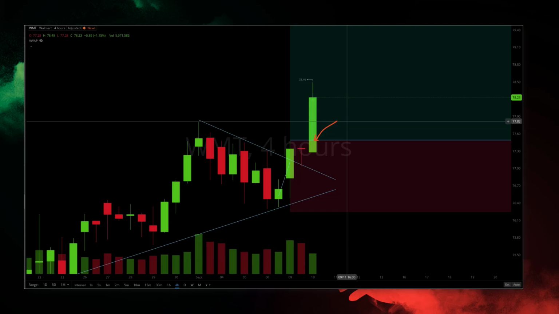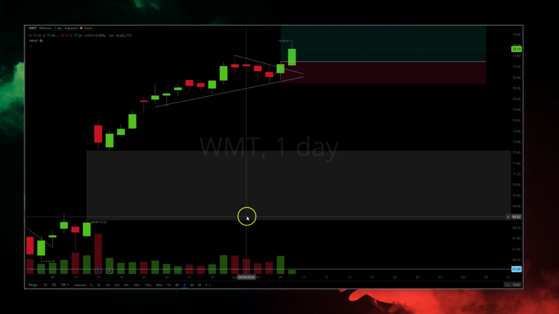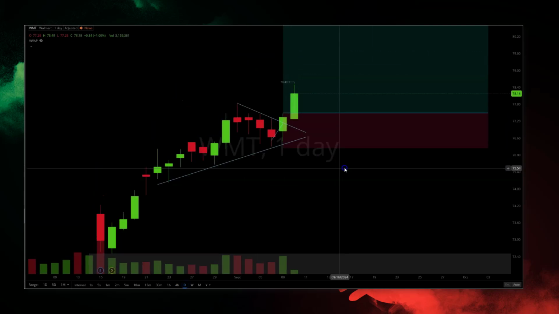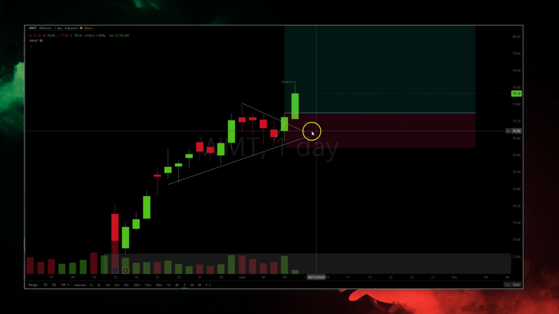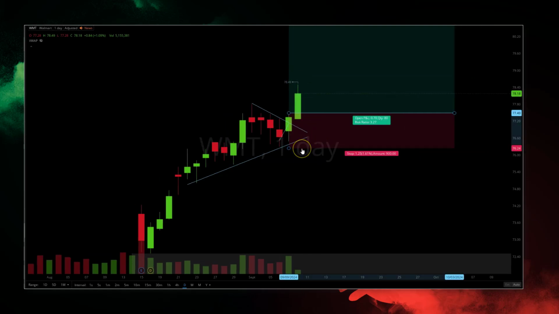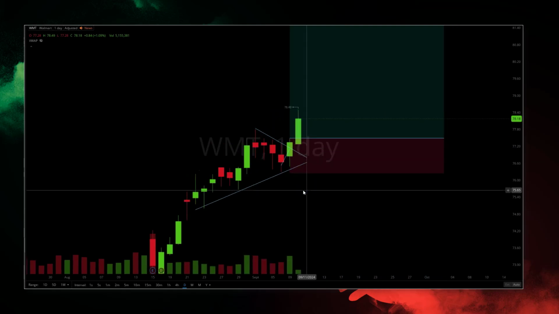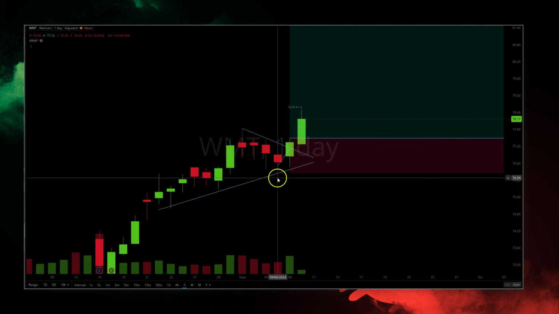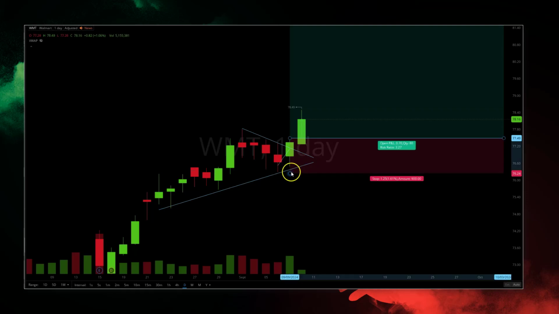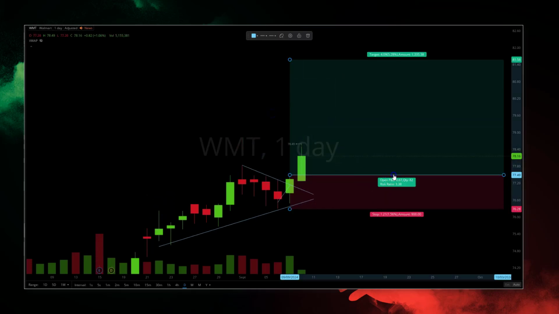This is where you would enter once it breaks this. And again, this could happen on the daily. This actually broke out this morning. It broke that level this morning, and now we're moving up. So where would you put a take profit and a stop loss? I would recommend a stop loss somewhere below the bottom of the spring trade, the bottom of the triangle here, somewhere in this area.